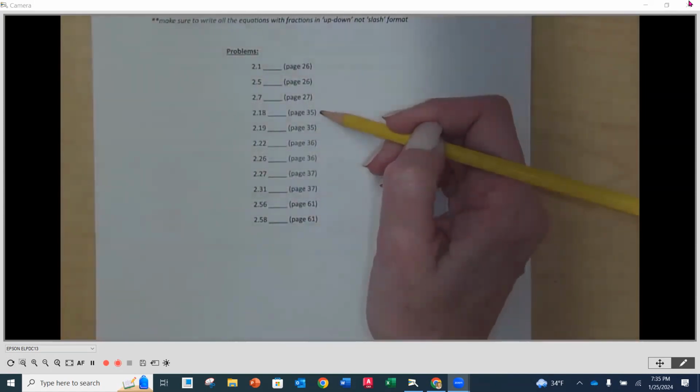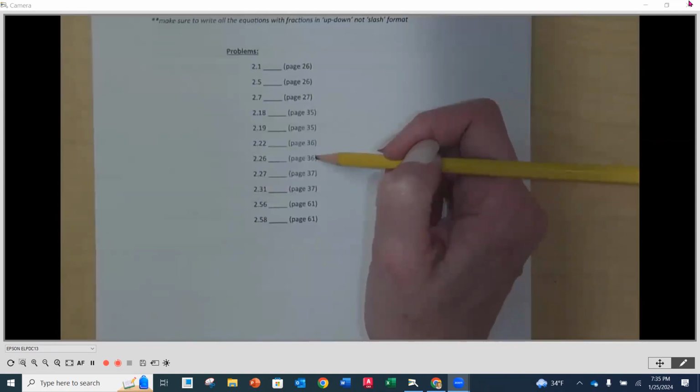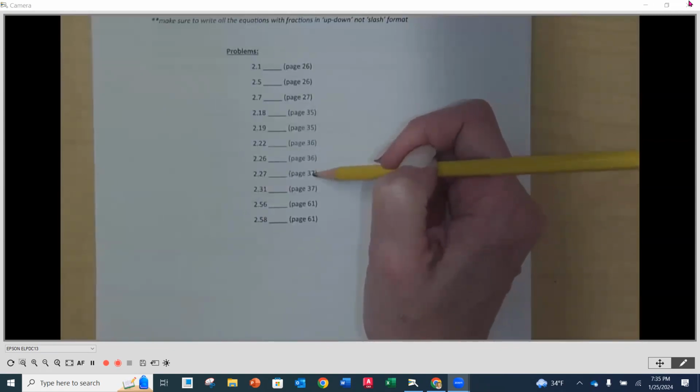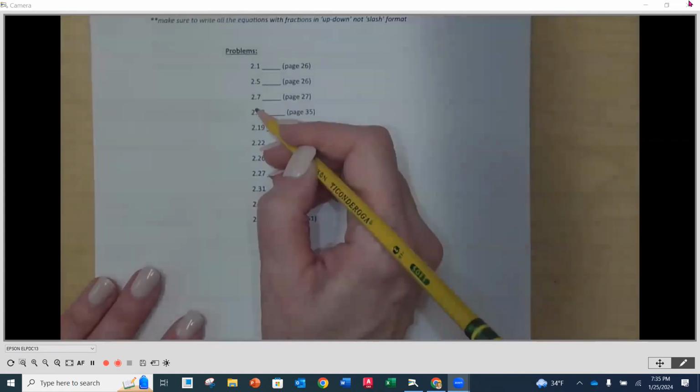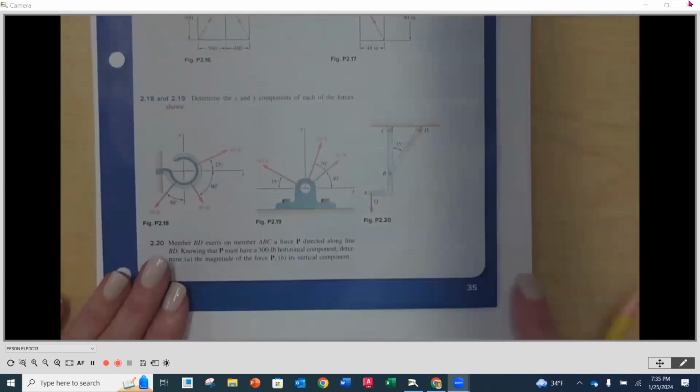Components. All right. The problems that we have assigned are 18, 19, 22, 26, 27, and 31. From here to here are the rectangular component concepts that we just looked at. You're going to find these problems on page 35 in your book.